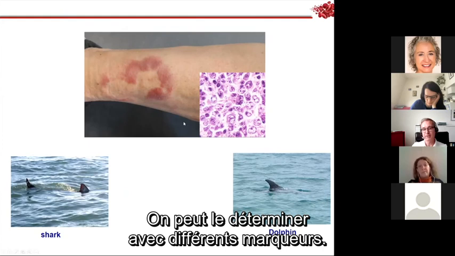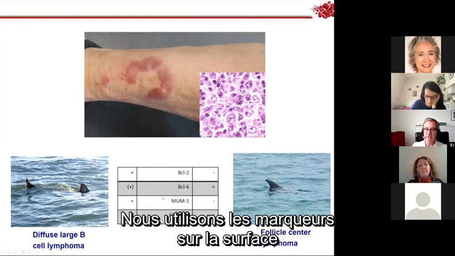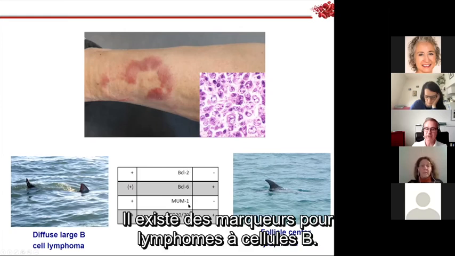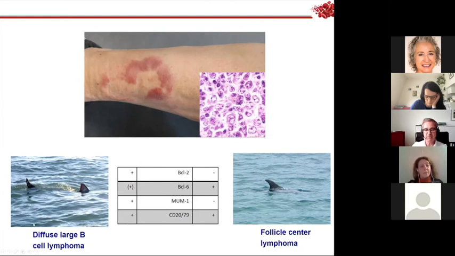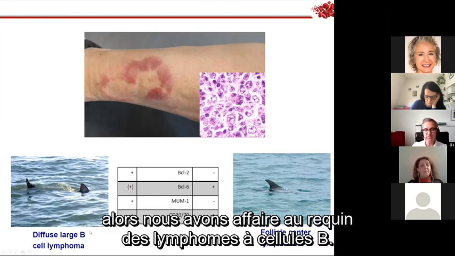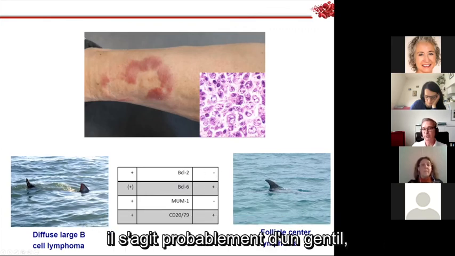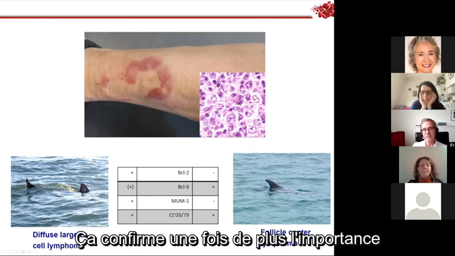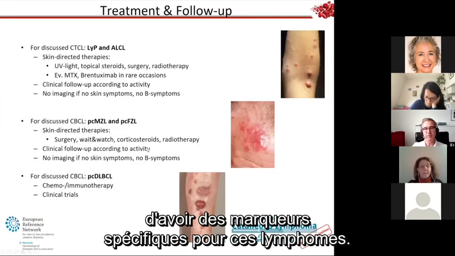And we can do that with different markers we're using. The markers on the cell surface I was discussing with you a couple of minutes ago. There are some markers also for B-cell lymphomas. If some of them are positive or all of them are positive, then we are dealing with the shark among the B-cell lymphomas. If the marker setting shows like this, then we are probably dealing with the good guy, the dolphin, in terms of B-cell lymphoma. This just tells you one more time how important it is to have the specific markers for these lymphomas.